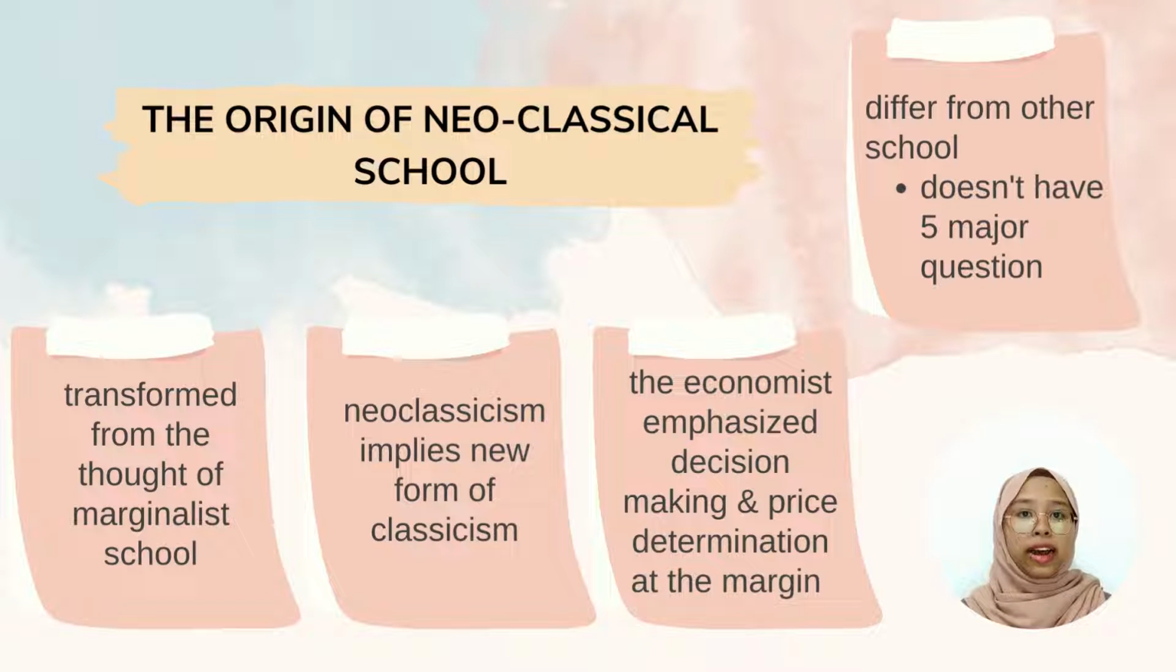The first thing that I will explain is the origin of the Neoclassical school. Neoclassical economics was transformed from the thought of marginalist economics. Neoclassical economists draw ideas from the classical and marginalist economics and make an evolution of their ideas to form the neoclassical ideas. So in simpler words, Neoclassical economics is a combination of classical and marginalist economics.